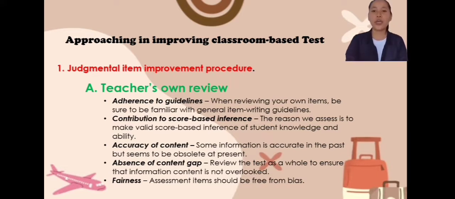Third, accuracy of content. Some information was accurate in the past but seems to be obsolete at present. This review should especially be considered when tests have been developed after a certain period of time. Changes that may occur due to new discoveries or developments can redefine the test content of a summative. If this happens, the items or the key to correction may have to be revisited.